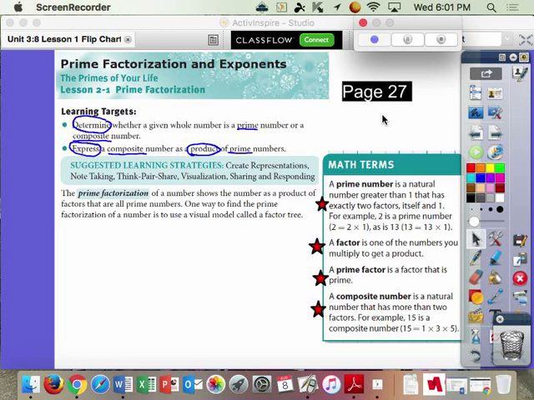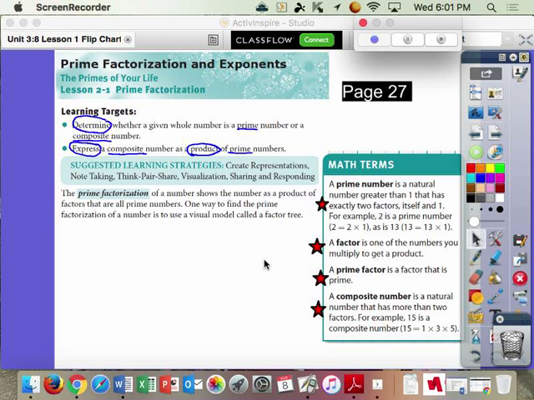On page 27, close to the top, it should have these learning targets. And you found these learning targets when you did your scavenger hunt the other day. So I want you to take a moment, pause the video, and circle what I have circled and underline what I have underlined. Welcome back.